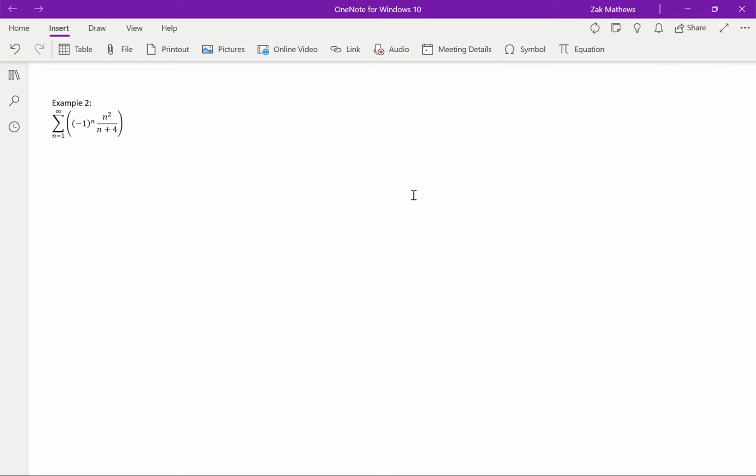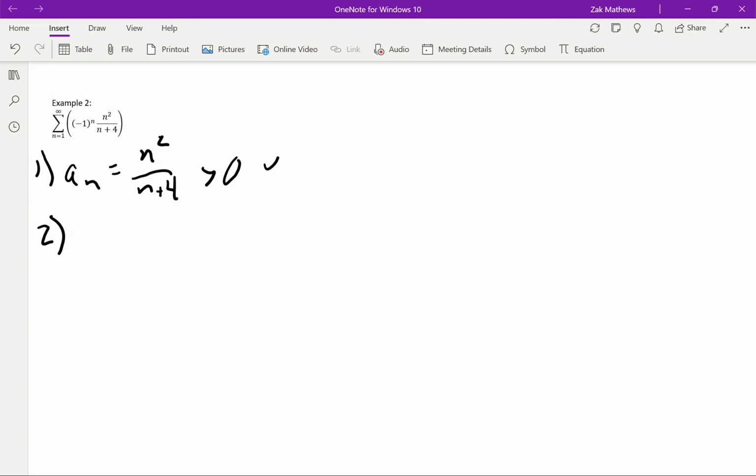So here, I see I have that negative 1 to the n. I'm just asked if it converges or diverges. I'm not going to bother with the absolute convergence here. I'm going to jump right into the alternating series test. So we're going to look at the sequence n squared over n plus 4. Well, clearly that thing is always greater than 0, so the first point checks out.